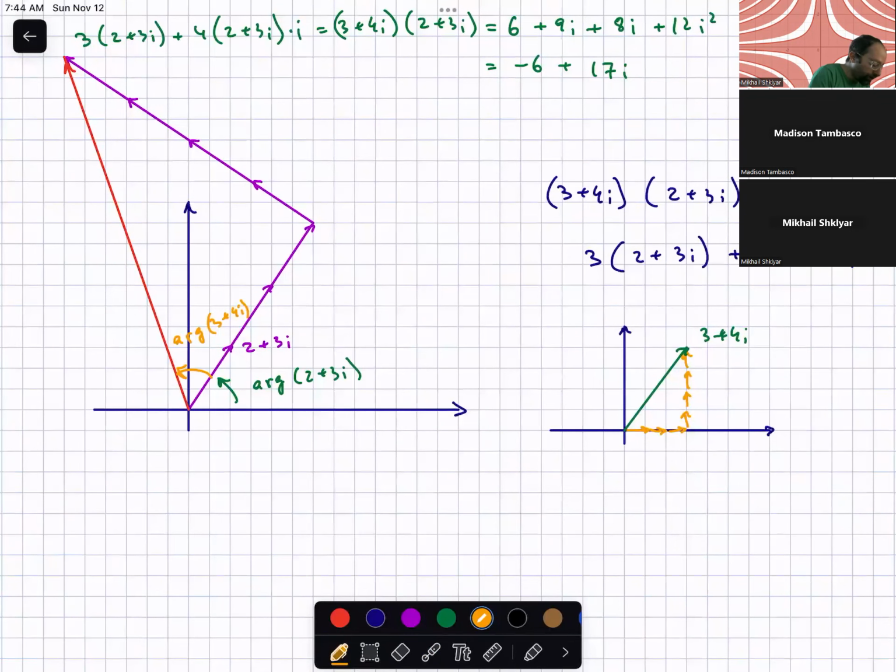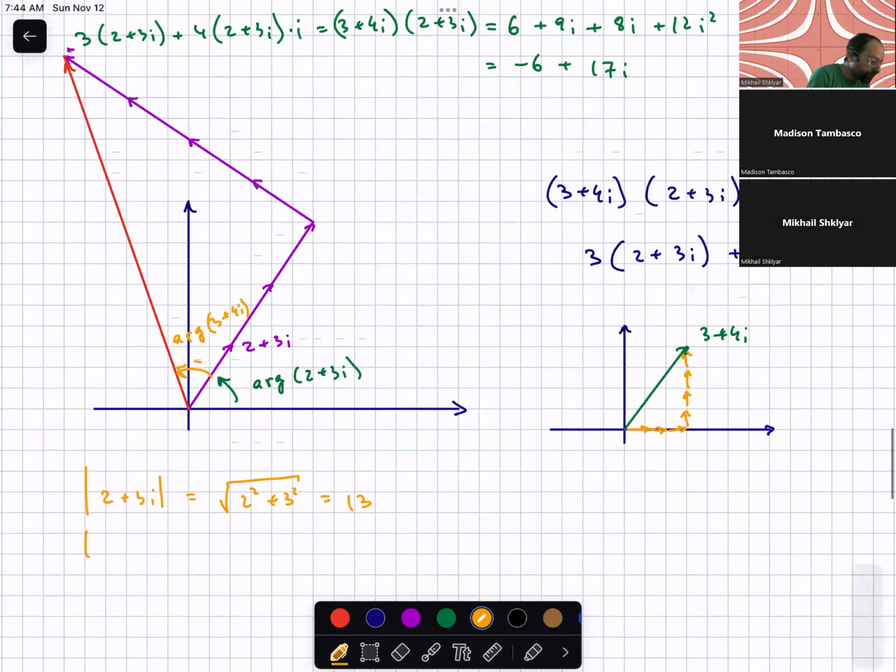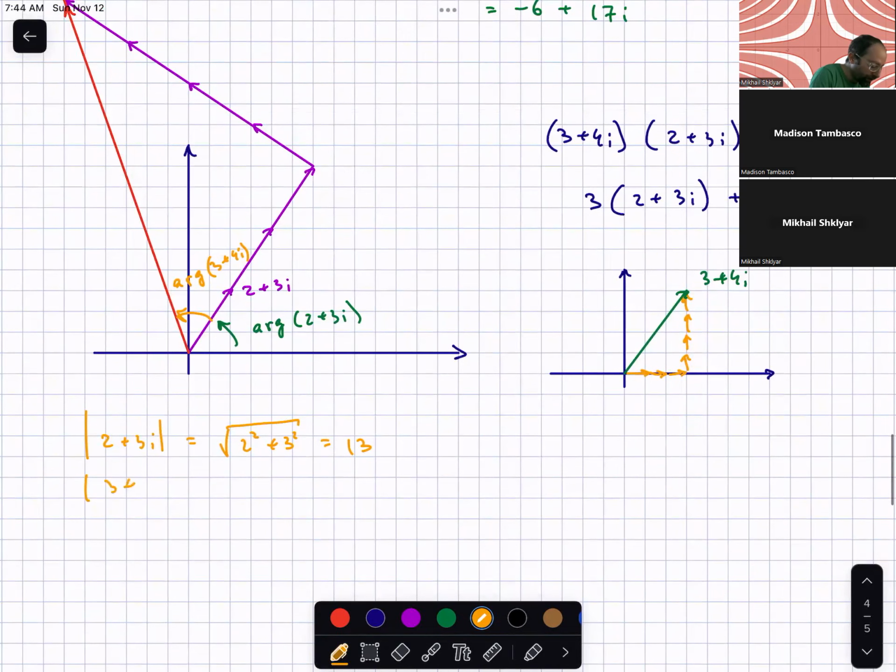So if I want to verify the magnitude, which is also a bunch of annoying calculations, let's try the magnitude of 2 plus 3i. That's the square root of 2 squared plus 3 squared. That is the square root of 13. What is the magnitude of 3 plus 4i? Now, that's lucky. That's the square root of 3 squared plus 4 squared. That's 5.